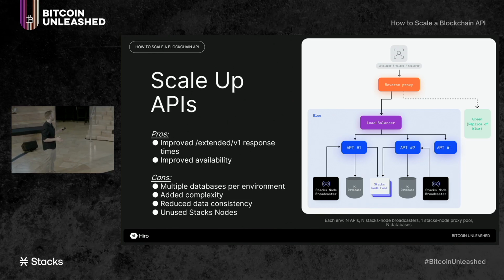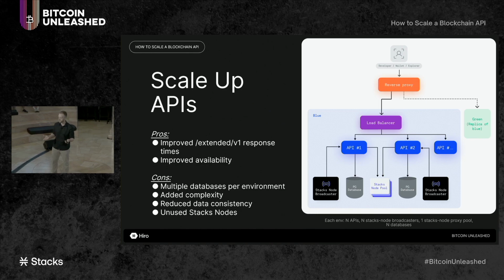This also improved availability because if one of the APIs became unavailable for any reason, let's say there was data corruption in this database, for example, the other APIs were still able to service requests. So this increased availability per environment as well.